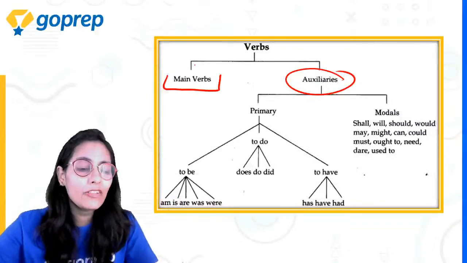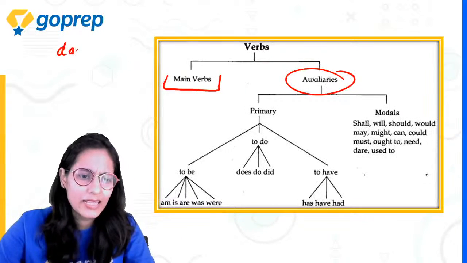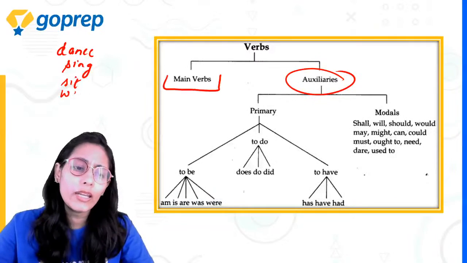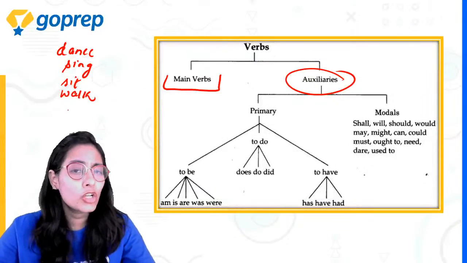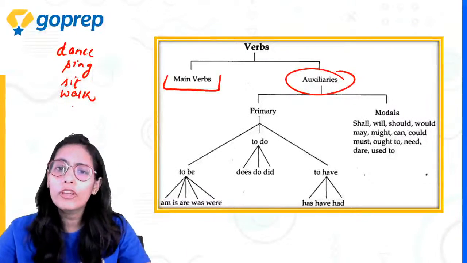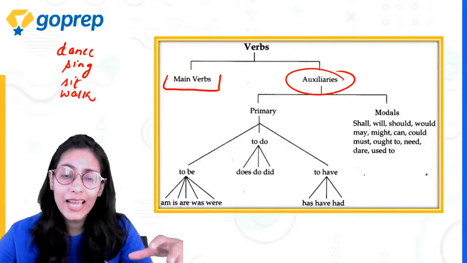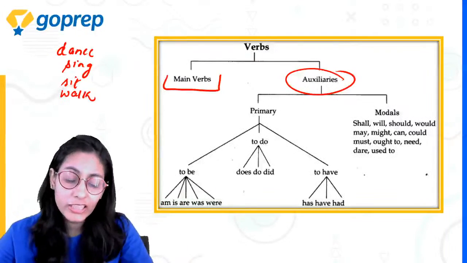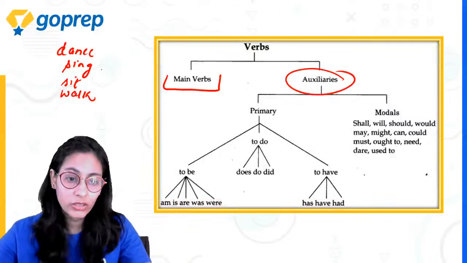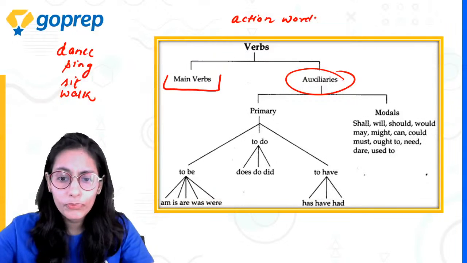Now, what are main verbs? Anything that tells you about an action, any kind of action: dance, sing, sit, walk. You can name a few more. Walk, talk, speak, sleep. Even if you are not acting or not moving from one place to another, if it denotes and indicates some sort of an action, it is considered to be a verb. So anything that talks about an action, verbs are action words, as we all know.